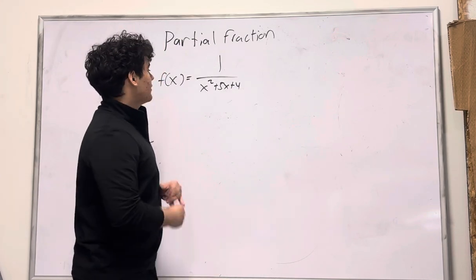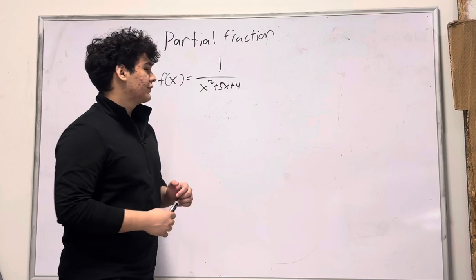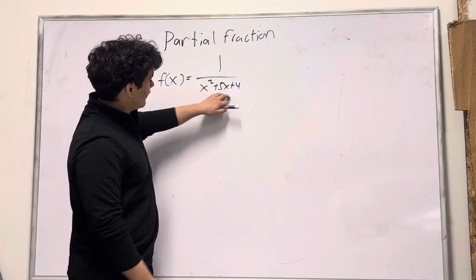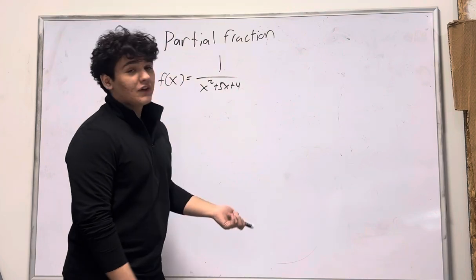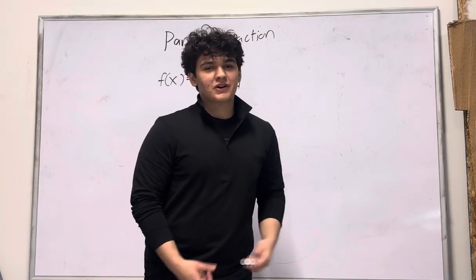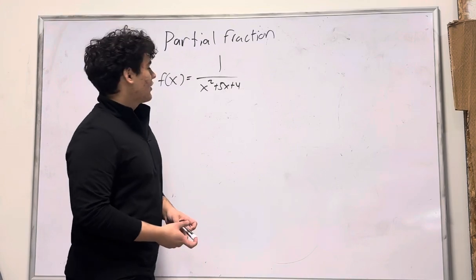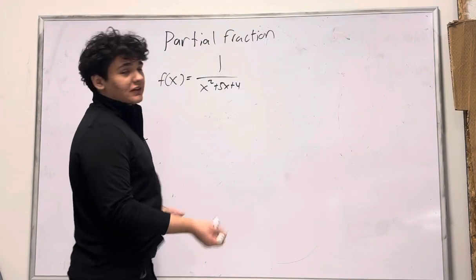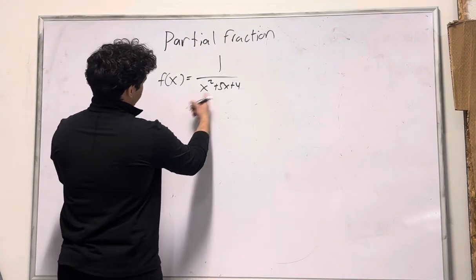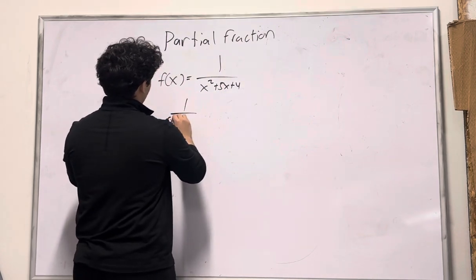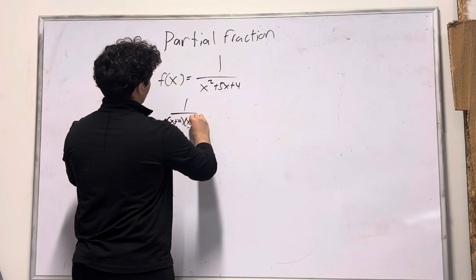So let's look at this function here. We got 1 over x squared plus 5x plus 4, right? Very simple. We see the denominator here can be factored. That's a telltale sign that you need to do partial fractions: the denominator can be factored, all right? So let's do that. Let's factor this denominator. You guys should do this in your head. It should be easy. 1 over x plus 4 times x plus 1.